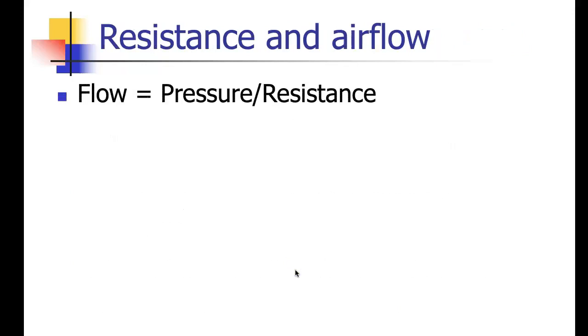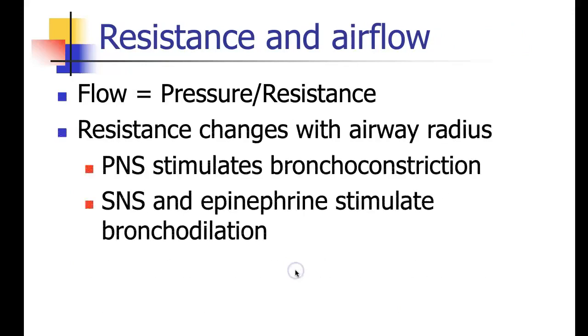Okay, remember, we've got to think back to flow. Don't forget about flow. Flow is pressure over resistance. And so we think about this in the same way we thought about blood flow or pressure in the kidney, right? Resistance changes with airway radius, just like in blood vessels. So the parasympathetic nervous system stimulates bronchoconstriction, while the sympathetic nervous system and epinephrine stimulate bronchodilation.